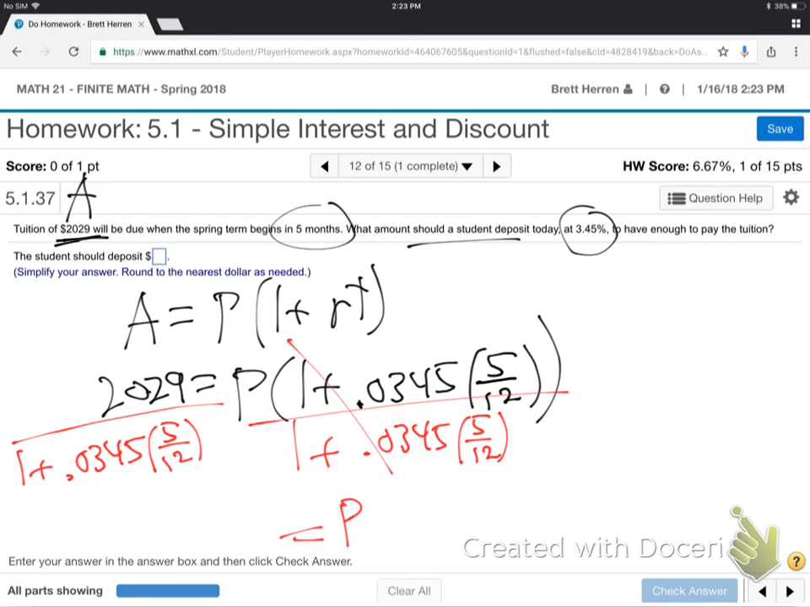Boom. P alone, whatever that comes out to equal. I'm getting 2,000.25. The student needs to put $2,000.25 in the bank now, and in 5 months it'll grow to be the amount needed. Same kind of question. All right, I'm going to rapidly move on.